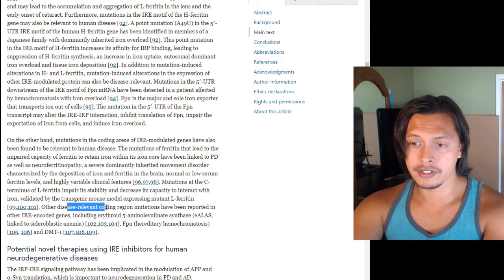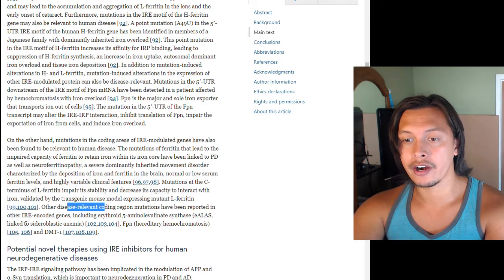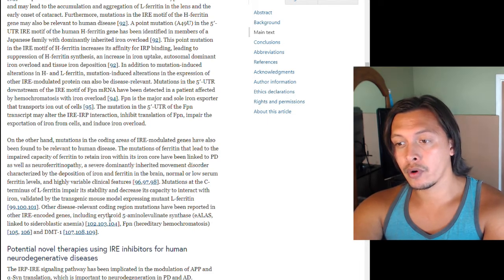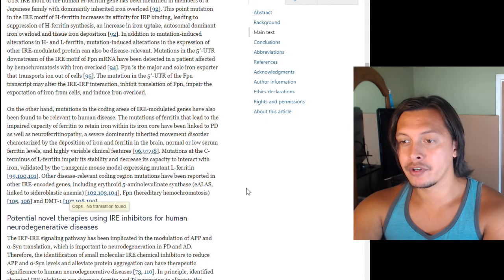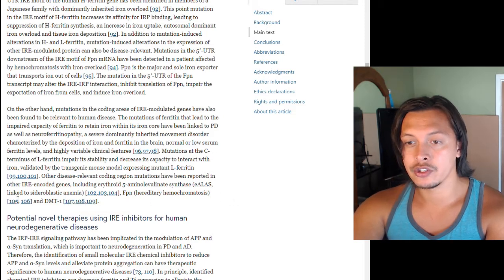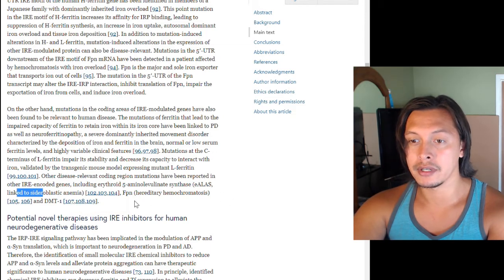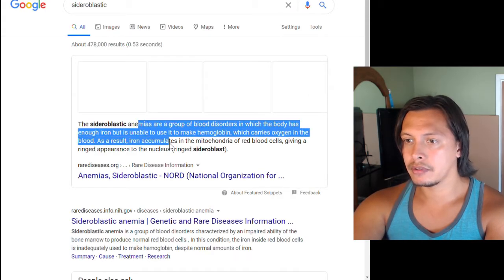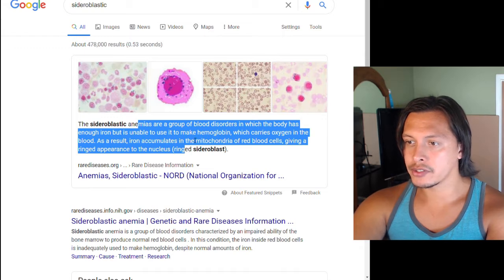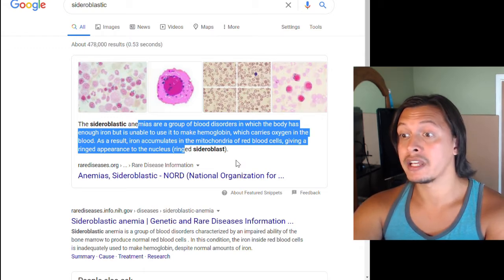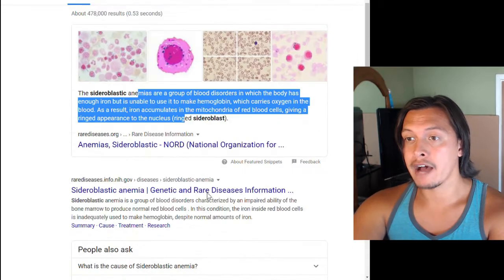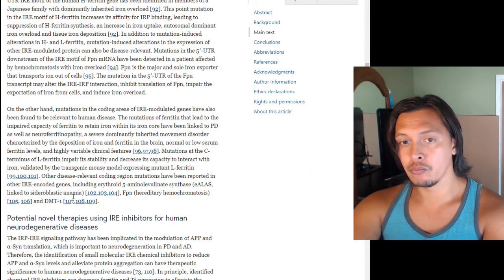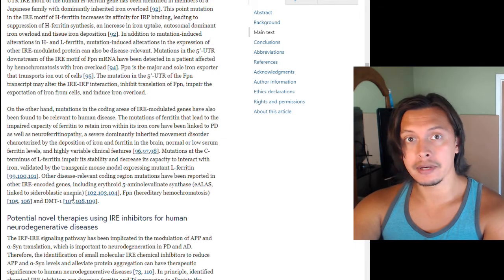So other disease-relevant coding region mutations have been reported in other IRE-encoded genes, including the erythroid 5-aminolevulinic synthase, or ALAS2, linked to sideroblastic anemia. So what is sidero? Sidero means iron, and sideroblastic would be a blood disorder in which the body has enough iron but is unable to use it to make hemoglobin, which carries oxygen. So that would be having way too little hemoglobin, which is why it's called an anemia.